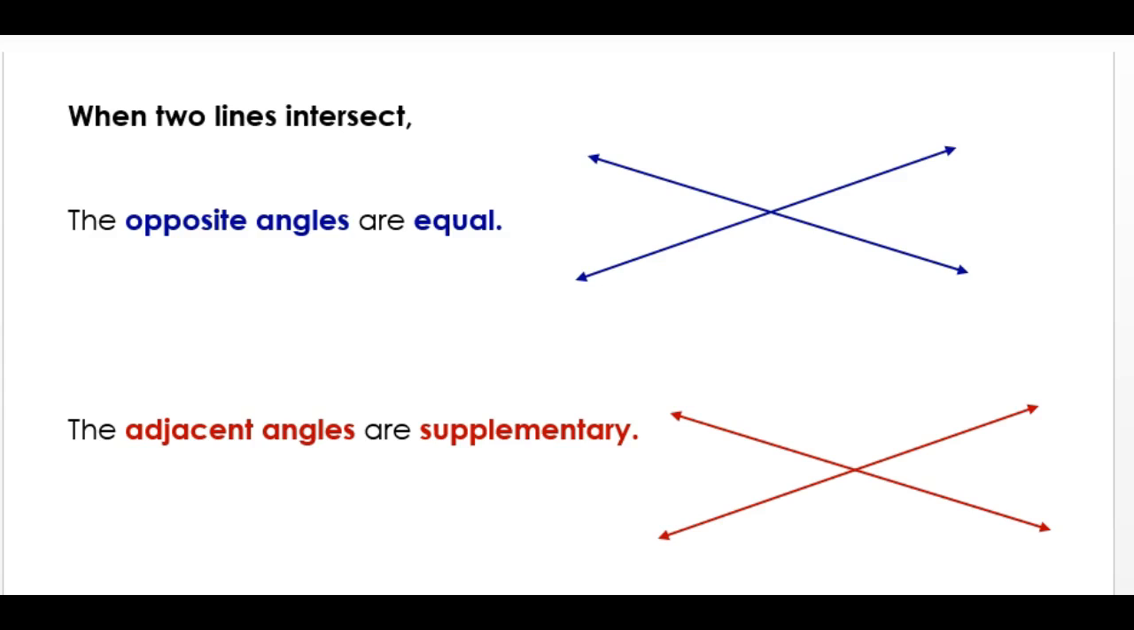Two other points before we do our last couple of examples for this section of your workbook. We need to consider when lines intersect. What do I mean by that? Lines intersecting means that they cross and meet at a point. In both the blue intersecting lines and the red ones, I can see that they clearly make an X, and so they intersect. The first point I want to make is that opposite angles are equal.